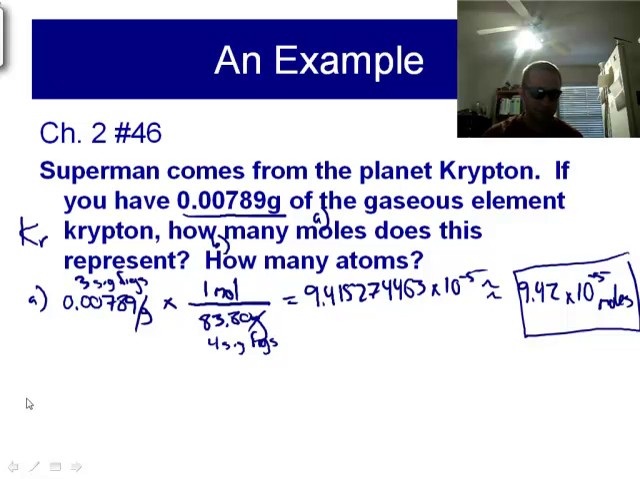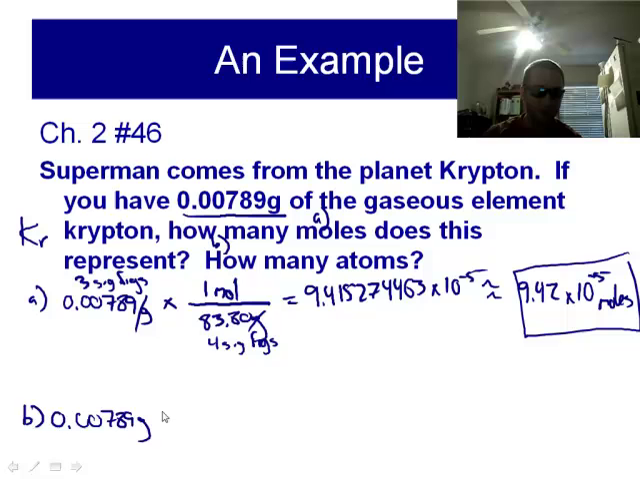Now, part B. We want to convert this into atoms. Now, you might be tempted to say, well, I know the number of moles, Mr. Harper, and I know that every mole contains 6.02 times 10 to the 23rd power atoms of krypton, and so I'll just change that into that. And that would actually be the wrong approach in this case, because that would be rounding in an intermediate part of the problem. So we're going to start again from the beginning.